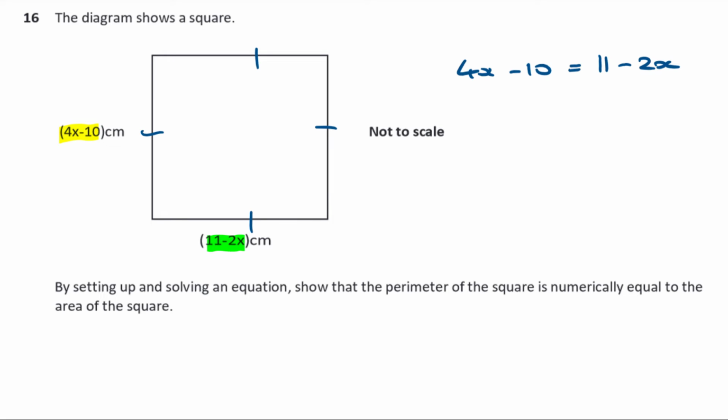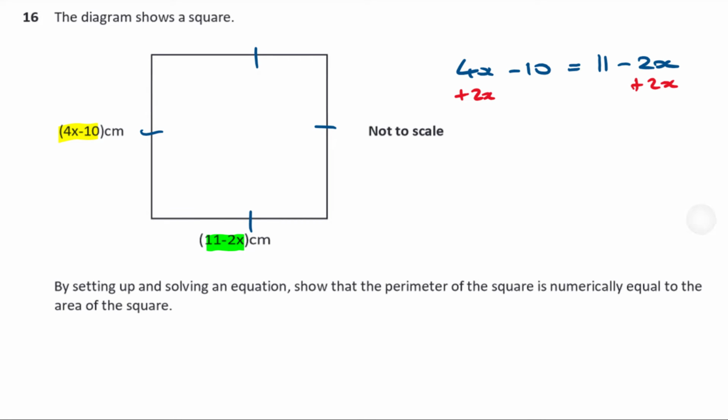Okay, I've got unknowns on both sides, so I'm going to collect the x's together first. So add in 2x to both sides. That's going to cancel with that one. And it's going to leave me with 4x plus 2x on the left.